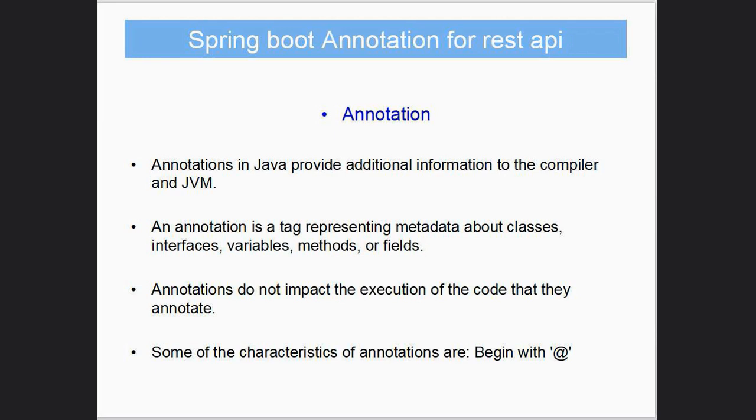Annotations in Java provide additional information to the compiler and JVM. An annotation is a tag representing metadata about classes, interfaces, variables, methods, or fields. Annotations do not impact the execution of the code that they annotate. Some of the characteristics of annotations are: the annotation begins with the @ symbol.